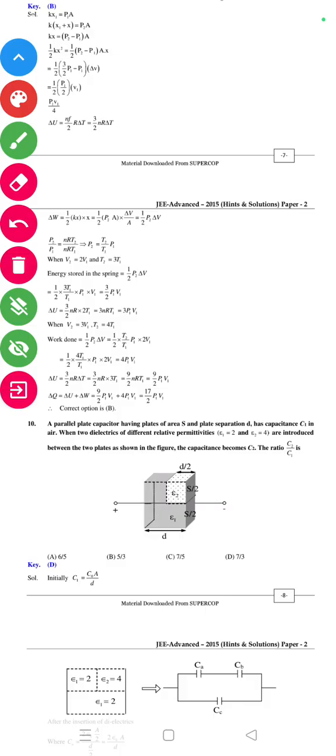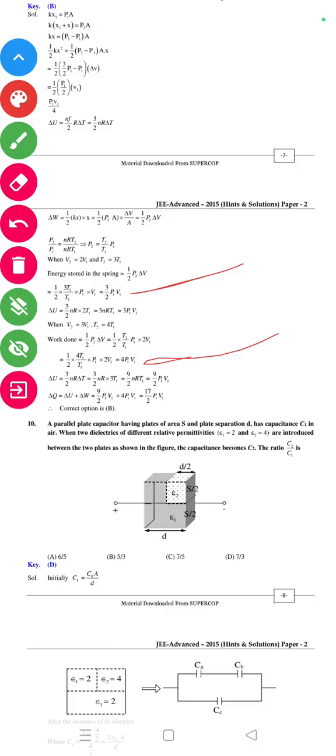So when V2 equal to 2V1, T2 equal to 3T1, energy stored in the spring equal to half P2 delta V, and 1 by 2 (3T1 by T1) into P1 into V1 equal to 3 by 2 P1 V1. So delta U is equal to 3 by 2 nR into 2T, यानी 3nRT1, यानी 3 P1 V1. And when V2 is equal to 3V1, T2 is equal to 4T1, तो work done half P2 delta V, यानी half (T2 by T1) P1 into 2V1, 1 by 2 into 4T1 by T1 into P1 into 2V1, यानी 4 P1 V1.